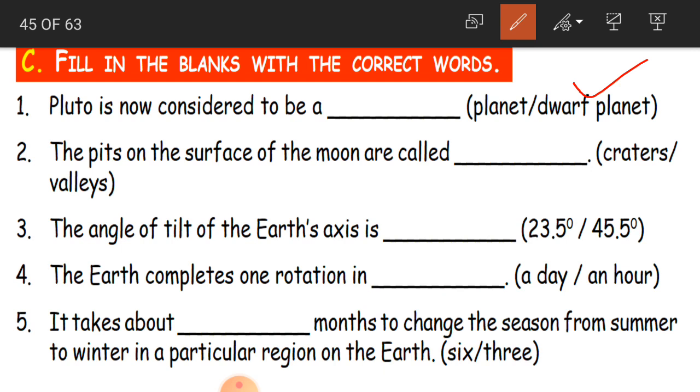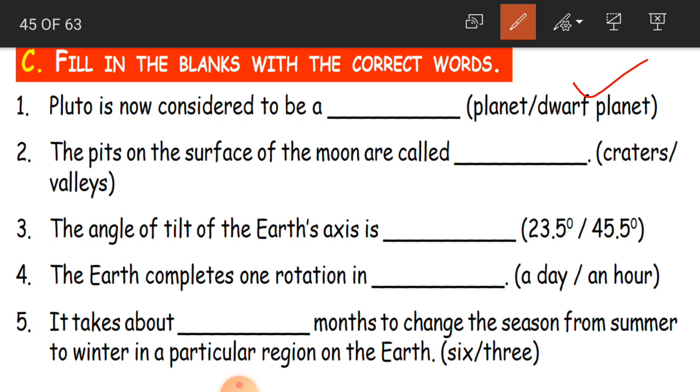Earlier to 2006, or up until 2006, Pluto was the 9th planet in the solar system. But now we have only 8 planets, children. Pluto is removed from the planet list and it is considered a dwarf planet. Clear? Yes. And the second one, the pits on the surface of the moon are called the pits.